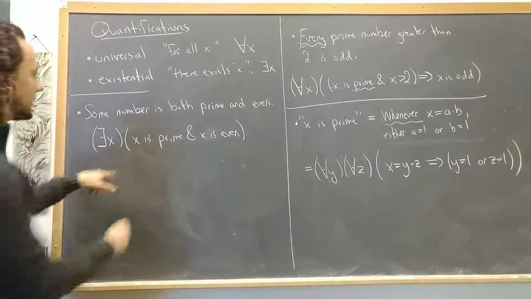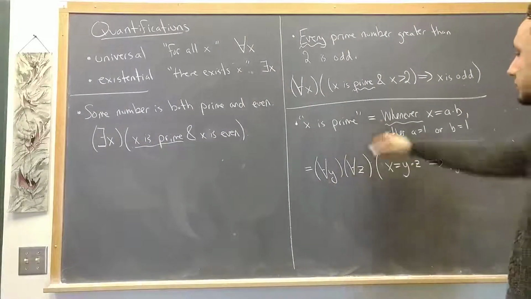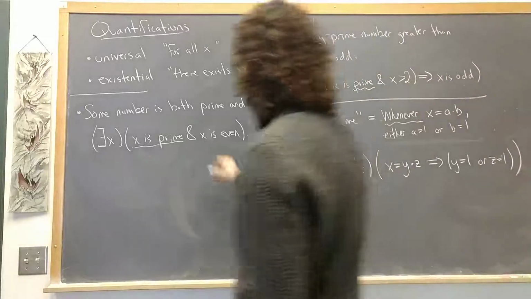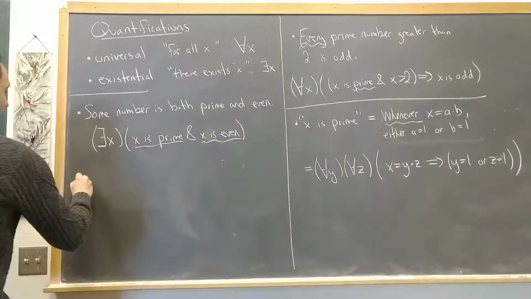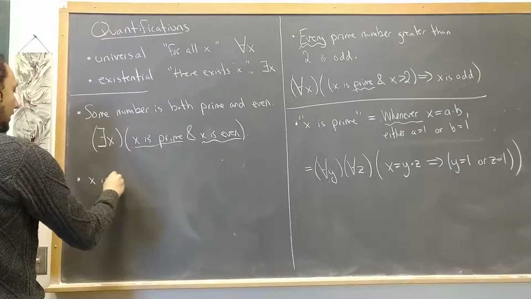And we've already seen that this x is prime part can be given its own statements, its own sort of formalization in terms of quantifiers. And in fact, x is even can also be given its own statement in terms of quantifiers. X is even.